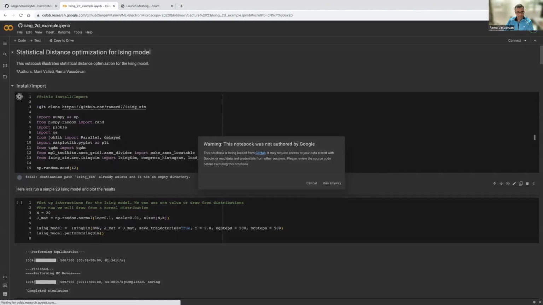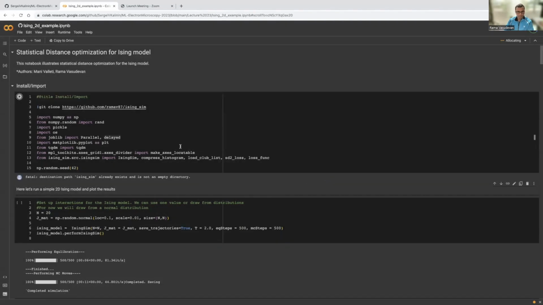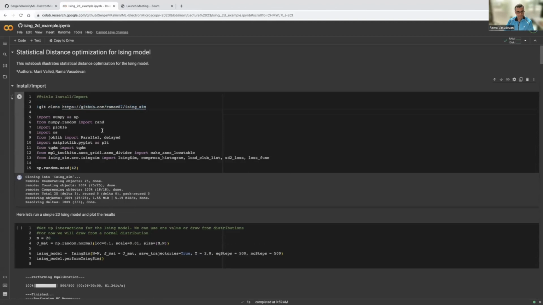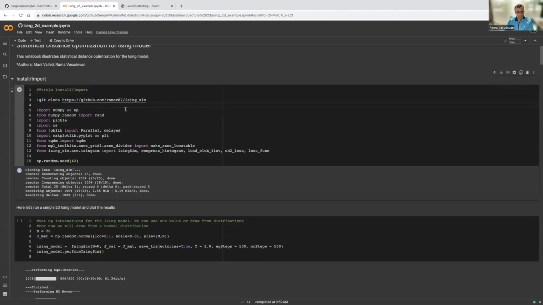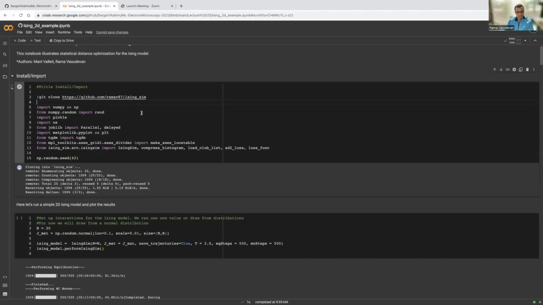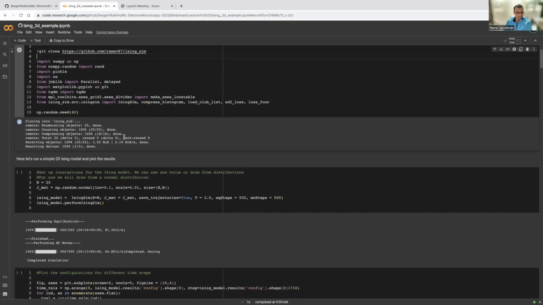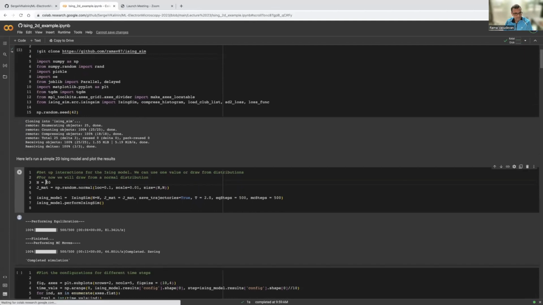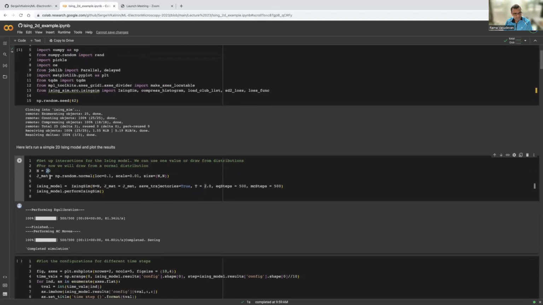All right, so the first thing is we want to run this, assuming that you all trust me. We're going to clone the Ising simulations, which are on my GitHub. This is just a very simple simulator that I wrote for the 2D Ising model, and it's very easy to use. All we need to do is specify the number of lattice sites. This is an n by n matrix, so if n is 20, then it's going to do a 20 by 20 simulation.